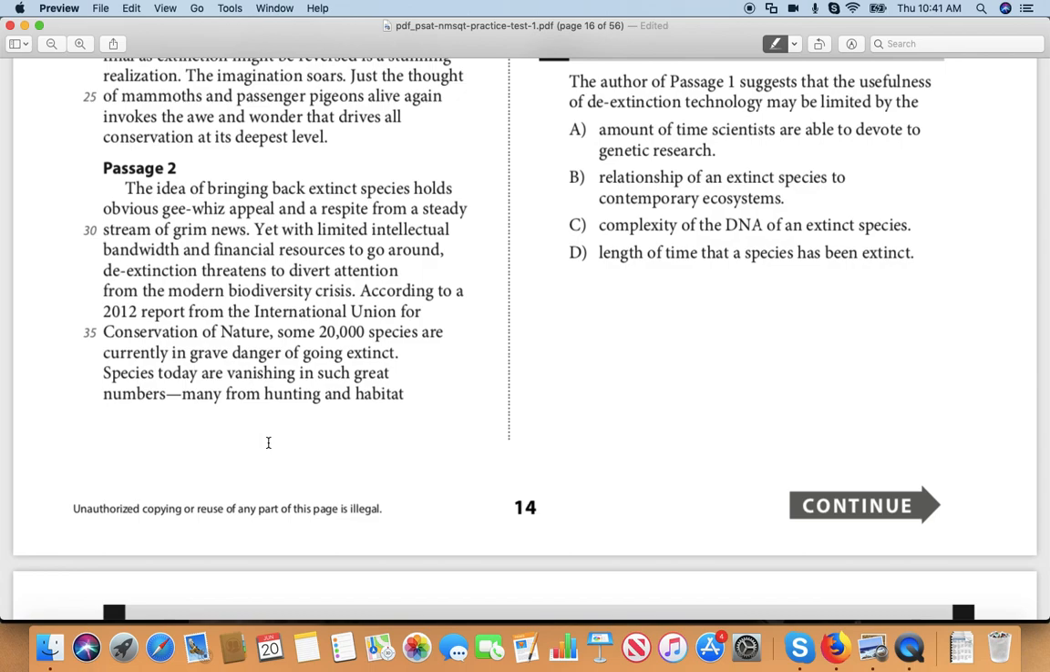What's grim mean, by the way? Like sad. Yeah, sad, absolutely. Grim means bleak, depressing. You're right. Does that statement make more sense now? Read the whole sentence again for me, Ava. The idea of bringing back extinct species holds obvious gee whiz appeal, and a respite from a steady stream of grim news. Right?